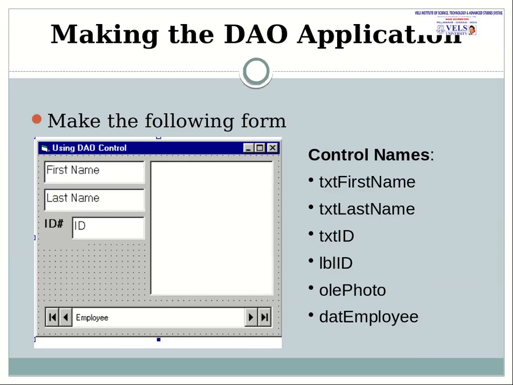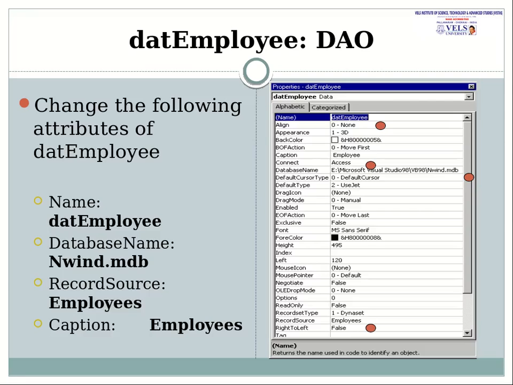To make a DAO application in VB6, you define the form, that is, you design a form by dragging 2 text boxes, first name and last name, and an ID, and here the OLE DB controls and DAO control. These are the control names: text first name, text last name, text ID, label ID, OLE photo, and data label for the employee table.